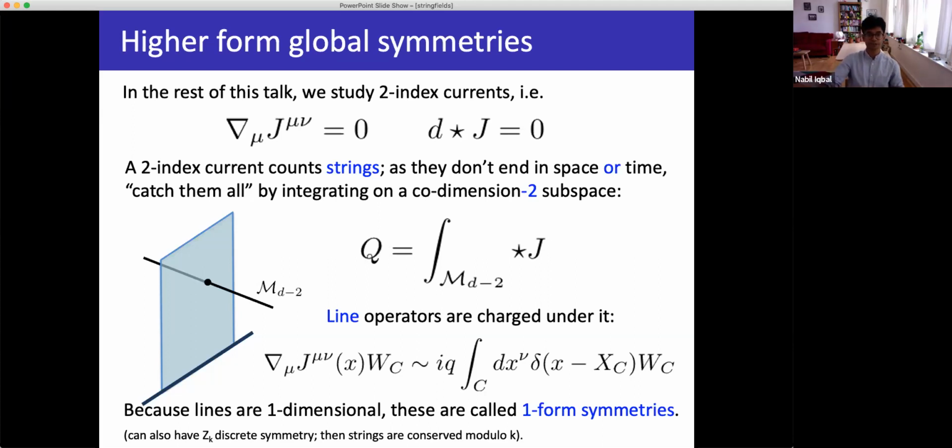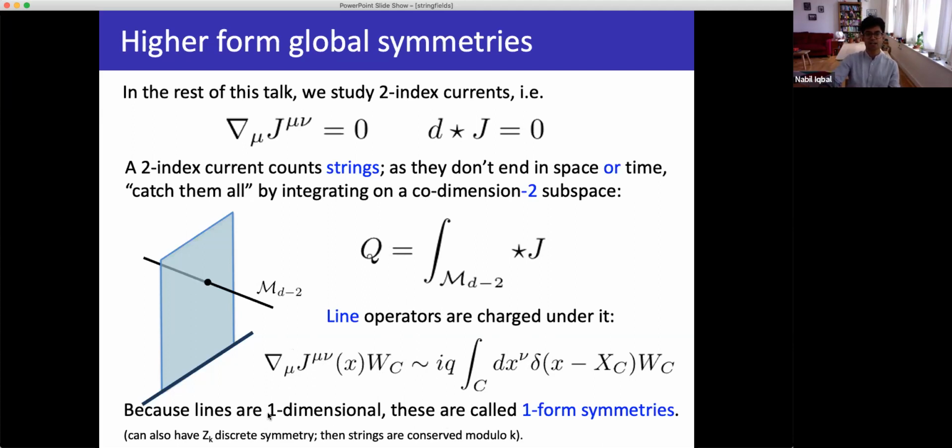So here's the equation for that. In the presence of a line operator, which I'm calling W_C, where C is a one-dimensional curve, grad mu J mu nu is not 0. It's only 0 up to a delta function with support on that curve. And I have an extra index here I have to deal with. That extra index comes from the geometry of the curve. That's why there must be a one-dimensional curve there. And you can make this equation actually correct. This equation right now is schematic.